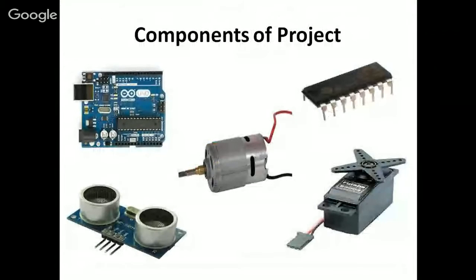Now I am taking an example and making a prototype of the robotic arm for pick and place and cutting and drilling operation. This is the robot here, and the components I used here are the Arduino Uno board, DC motor, L293 motor driver IC, ultrasonic sensor, and servo motor.